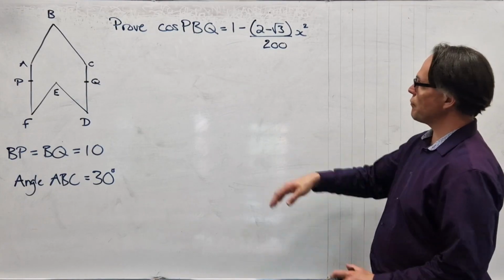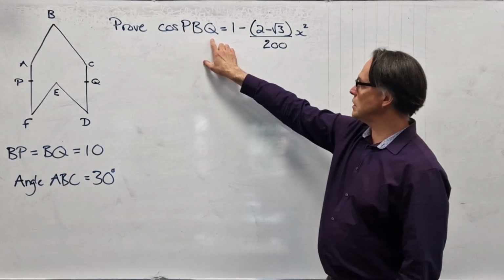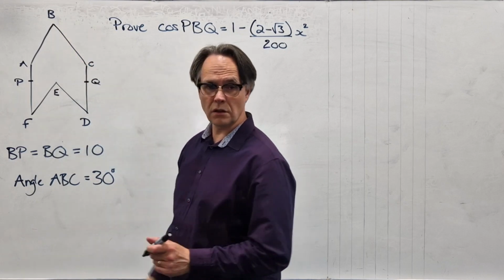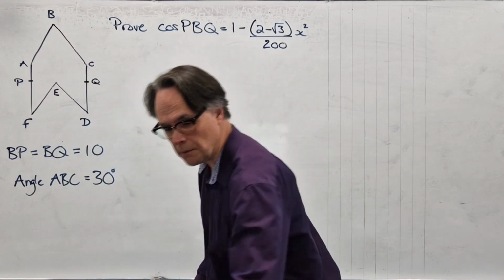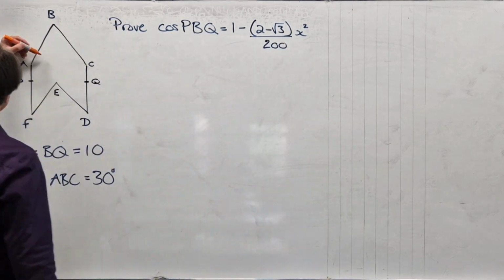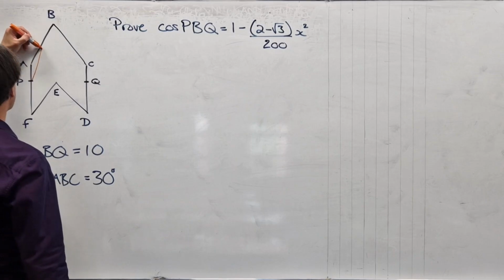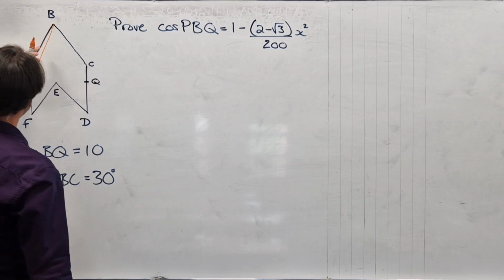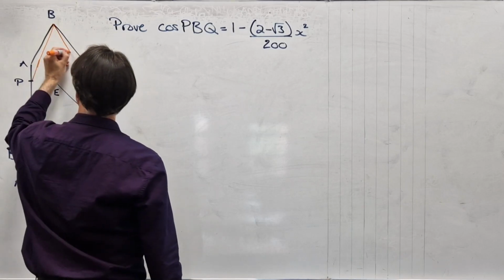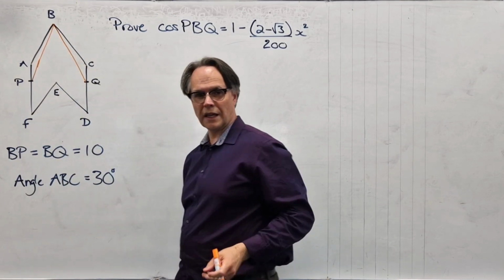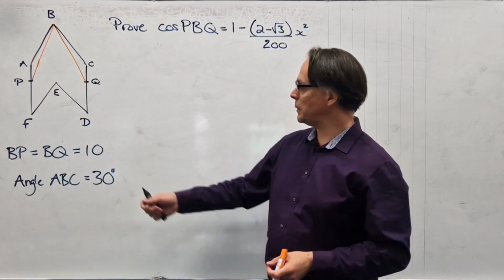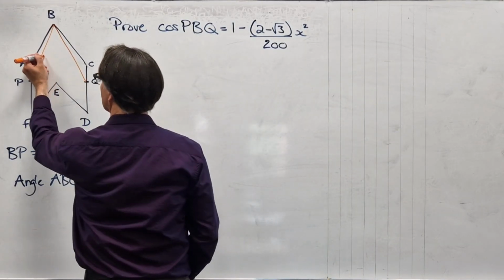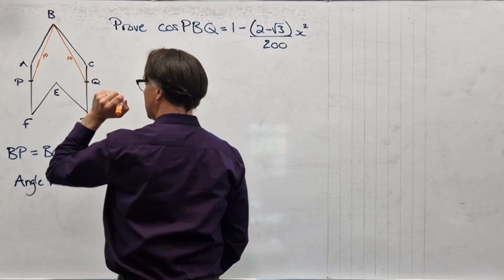So, we've got to prove something to do with angle PBQ. Now PBQ is not currently marked on the diagram, so I'm going to mark it up. Let's draw in that line, and then we'll draw in this line. We're given a little bit more information in the question. BP and BQ are both 10. Let's put that in.